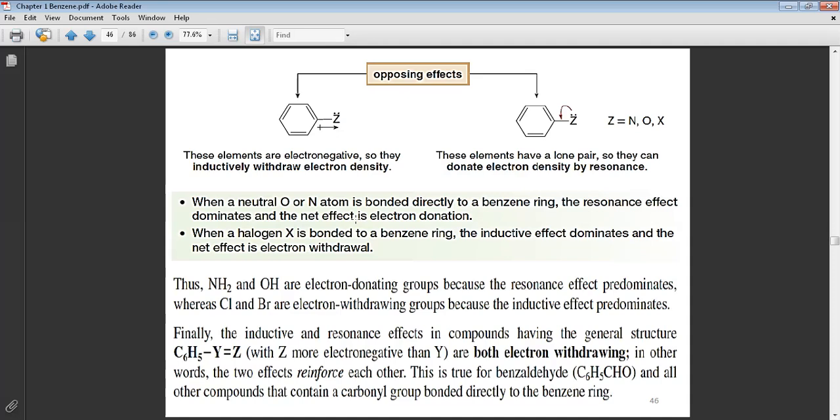For the halogen, it is the opposite. For the halogen, the inductive effect dominates, and the net effect is electron withdrawing. For the halogen, the inductive is strong and the resonance is weak. For this reason, it is a withdrawing group.